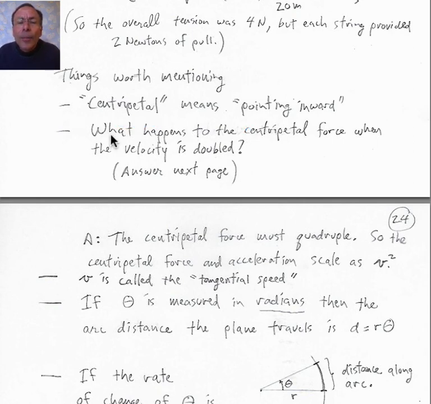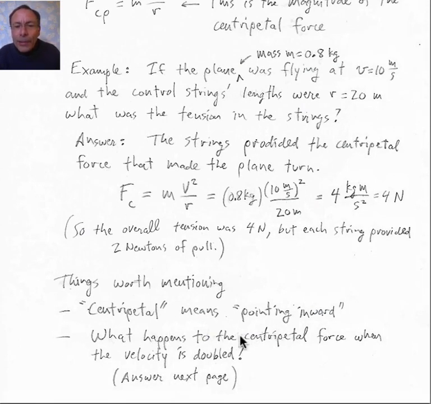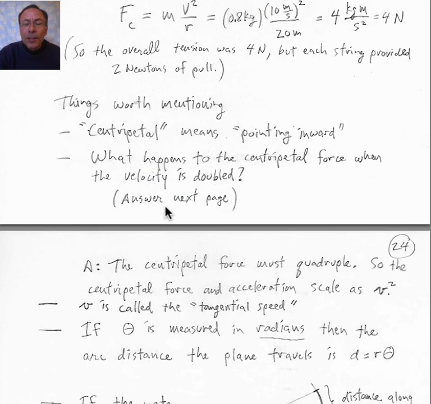Okay. Now, here's a question. Let's hide the answer. What happens to the centripetal force when the velocity is doubled? Think about it for a second. Here's a hint right there. Well, when the velocity is doubled, the centripetal force has to be 4 times as great, quadrupled, right? 2 squared is 4. So in general, the centripetal force and centripetal acceleration scale as the velocity squared.